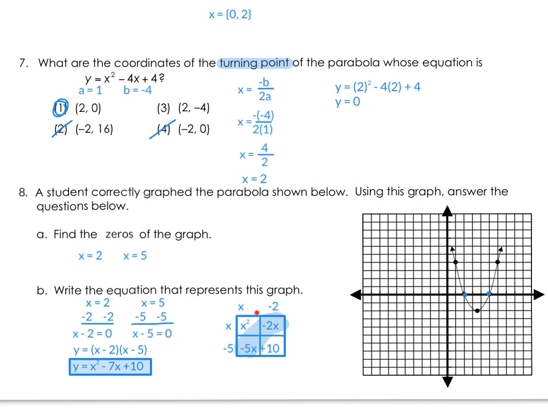So we use an area model to do that. So x minus 2 and then the x minus 5. X times x gives me x squared. Negative 2 times x gives me a negative 2x. Negative 5 times x gives me a negative 5x. And then negative 5 times negative 2 gives me positive 10. Then we look for like terms. Usually they show up on the diagonal as they do here. Negative 2x minus 5x is negative 7x. So my answer is y equals x squared minus 7x plus 10.